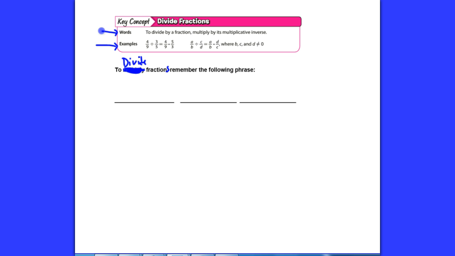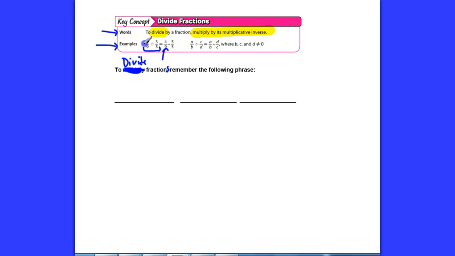And the words, they tell you right here. To divide a fraction, multiply by its inverse, its multiplicative inverse, which we just talked about. All right, so take a look right here. It says 4/9 divided by 3/5. Look what they did here.